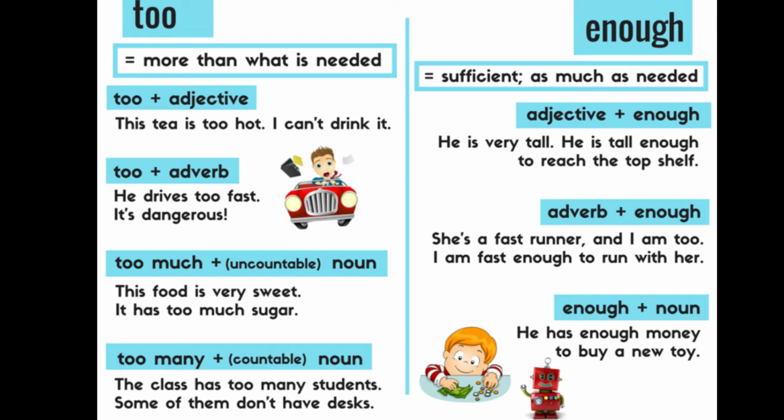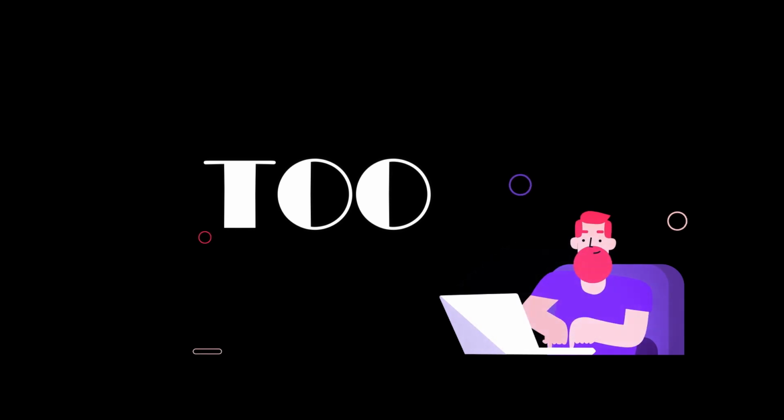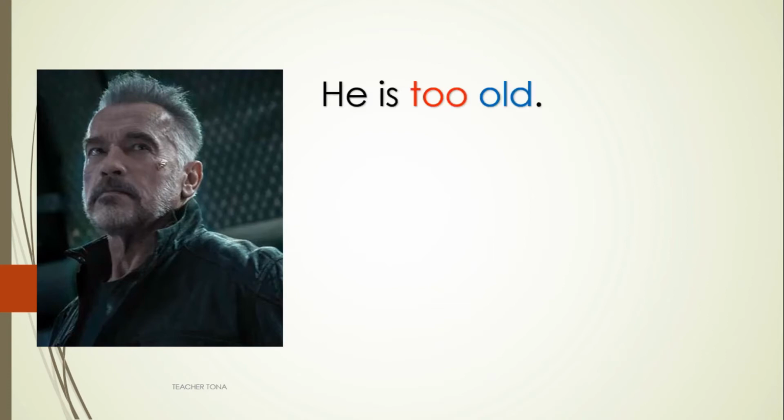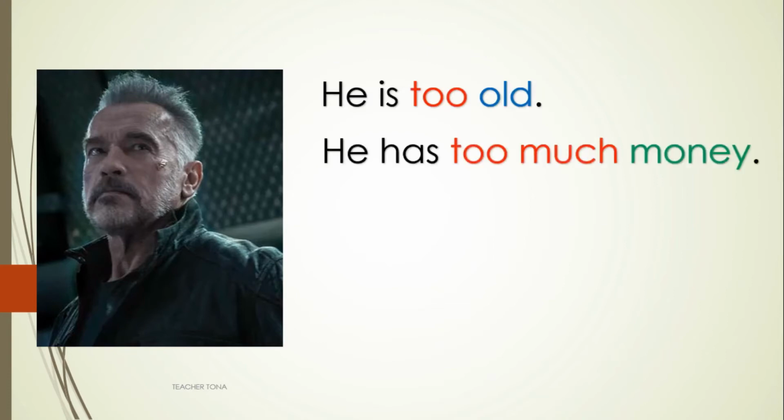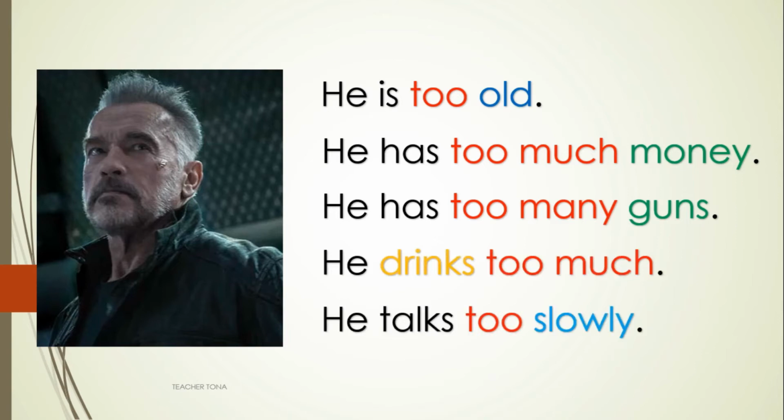Now let's talk about too. Well, we have some examples here, right? Firstly, we have this person, Arnold Schwarzenegger, and we can say that he is too old, he has too much money, he has too many guns, he drinks too much, and he talks too slowly, right? So we can say that this is the Terminator, right?